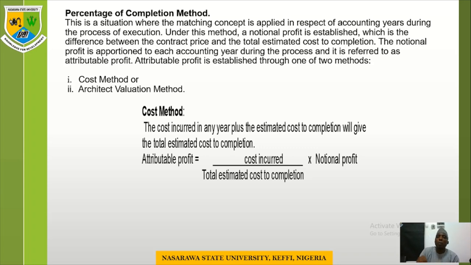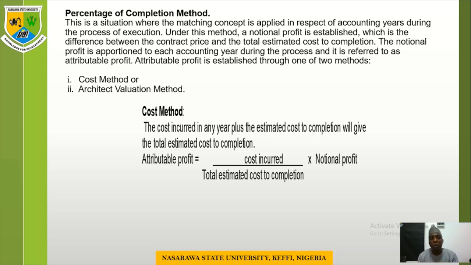And again, if you are to report this in the accounts as work in progress, then the notional profit is considered as attributable profit. And attributable profit is normally computed in one of two methods. You either compute your attributable profit using the cost method, or you compute your attributable profit using what we call the architectural valuation method.